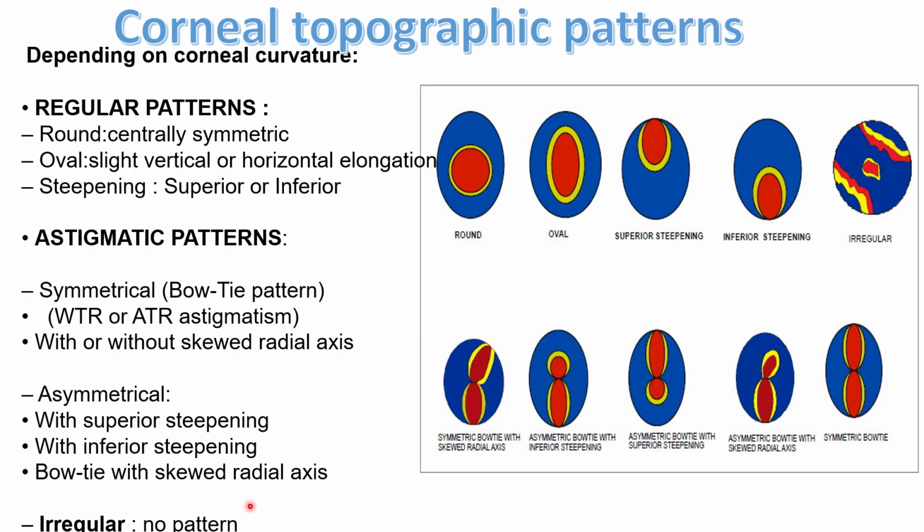There are bow tie patterns with skewed radial axis. This one is an asymmetric bow tie with inferior steepening. This one is an asymmetric bow tie with superior steepening. This is an asymmetric bow tie with skewed radial axis. So these are all the corneal topographic patterns.